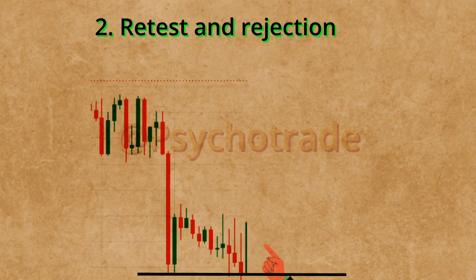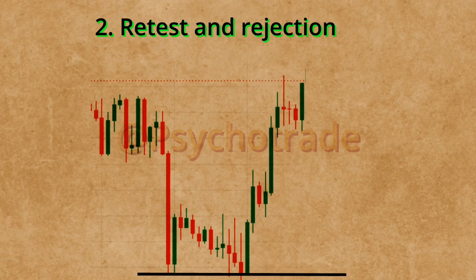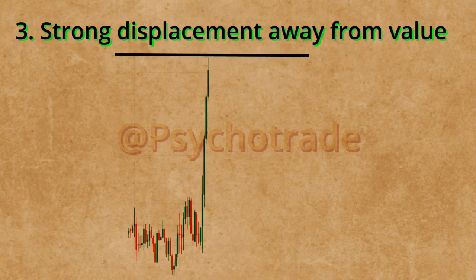2. Retest and rejection. After the initial rejection, price often returns to test the zone again. If responsive participants are still defending that area, price will reject the zone once more and move away. This confirms that the value area remains valid. 3. Strong displacement away from value. Look for powerful momentum candles leaving the zone. Large-bodied candles with strong conviction indicate that institutions are actively participating in driving price away from value.